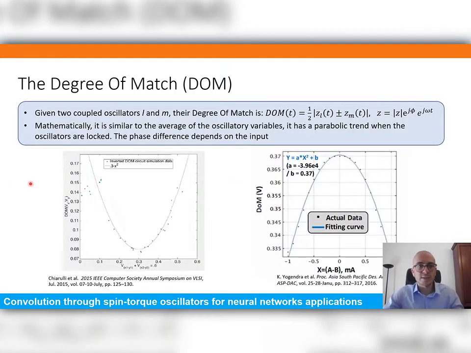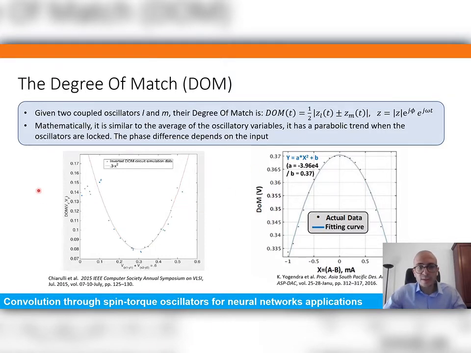And to use this technique, we need a parabolic phenomenon. For this reason, we observe the degree of match. And given two coupled oscillators, the degree of match is defined as a sort of an average between the oscillatory components, in which each oscillatory component has a module part, a phase part, and a frequency part. But in this case, we are observing frequency-locked oscillators, so the frequency part can be neglected.